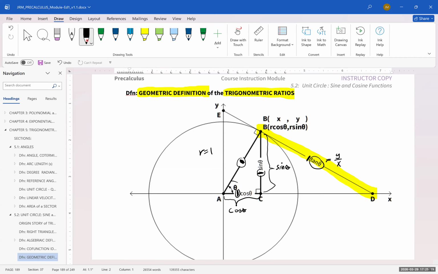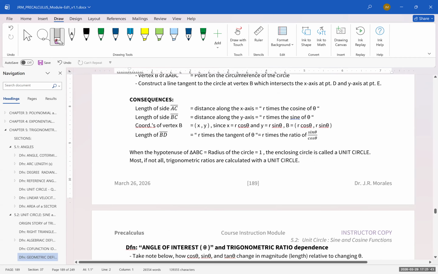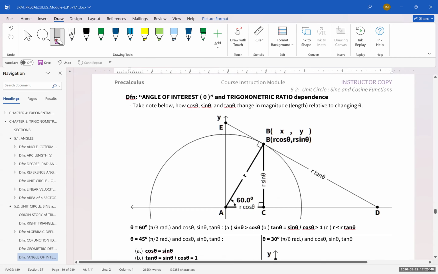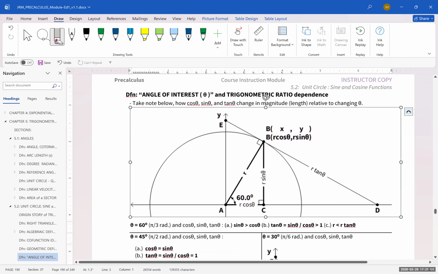Now, as this angle of interest changes, as it gets bigger or as it gets smaller, the lengths of these sides and even this tangent line are also going to change. And that's what we're going to see on the next page. So let's go to the next page, where I've got some of these angles already set up.